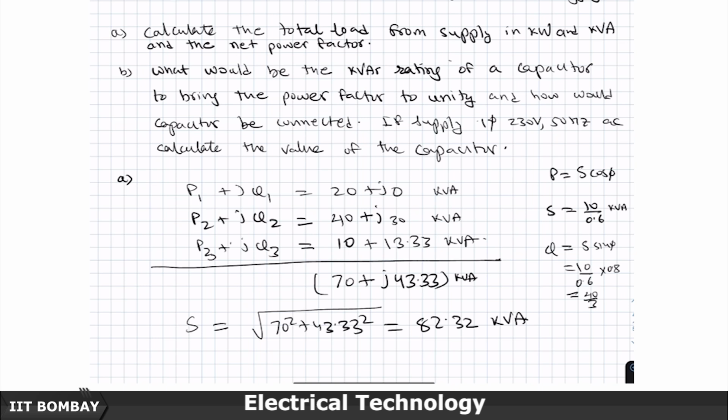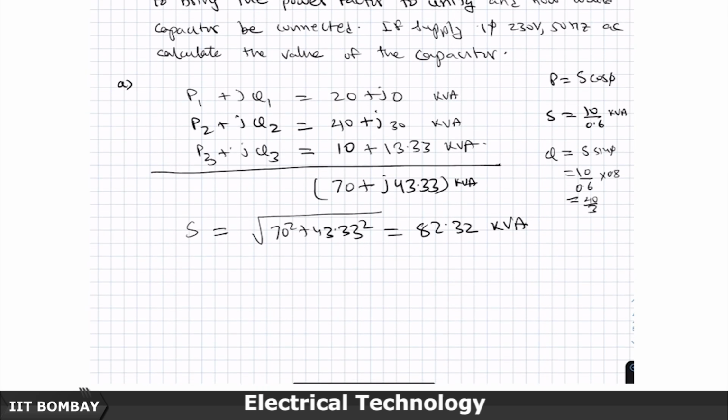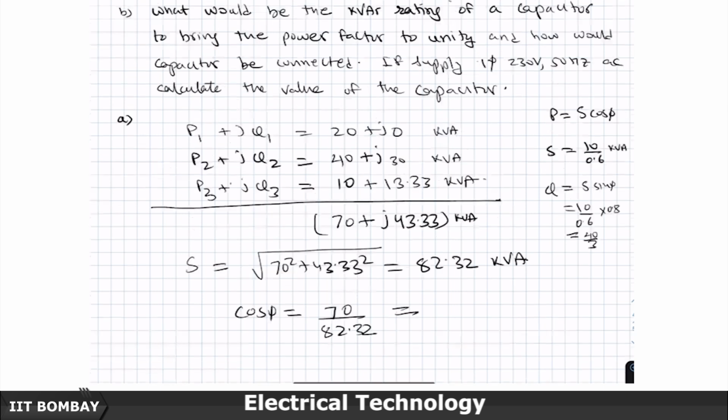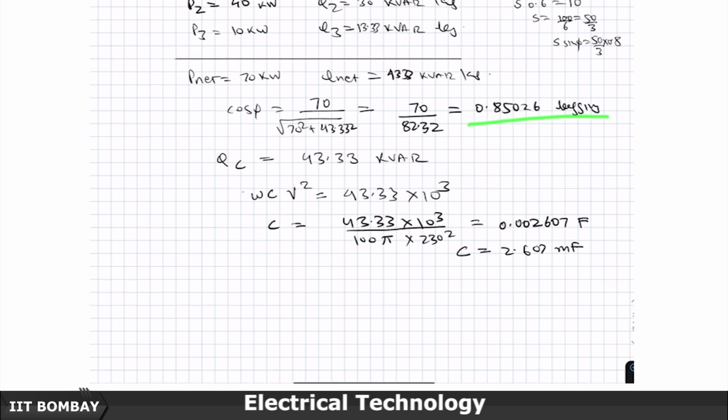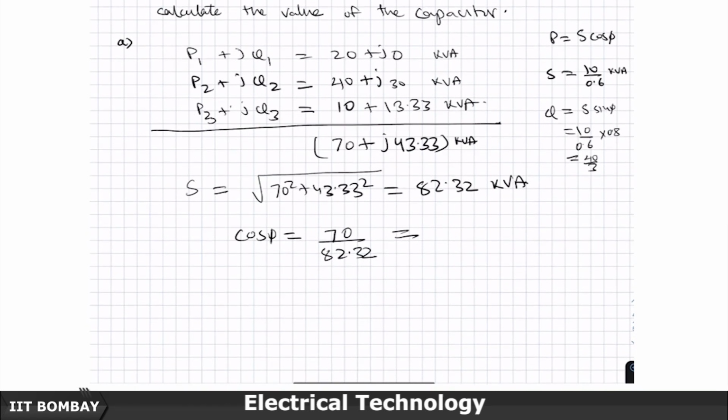and the net power factor. So, the net power factor is going to be cos phi, which is P net, which is 70, divided by S net, which is 82.32, and this number is going to be equal to 0.85026 lagging.